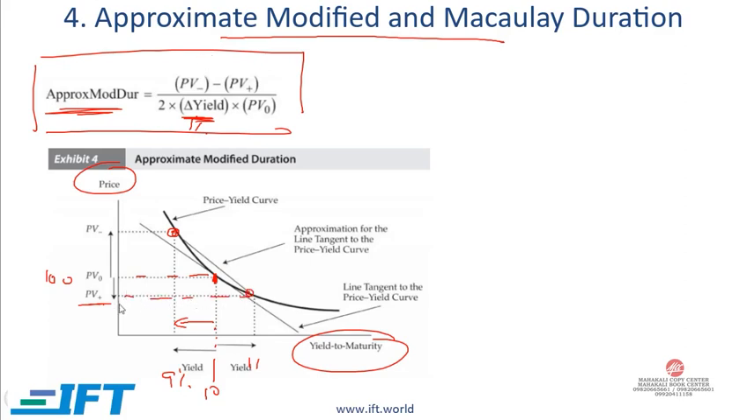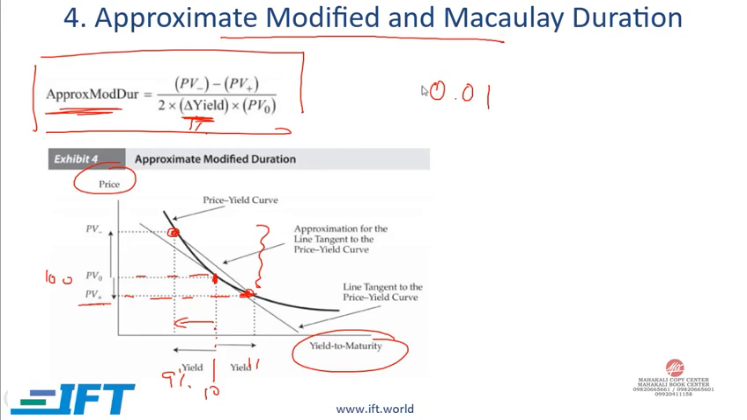The approximate modified duration then is this minus this, so that's PV minus PV plus, this distance divided by 2 into delta yield. Delta yield in this case is 1%, which would be 0.01 in decimal terms, multiplied by the value initially. So this central value, which is 100.